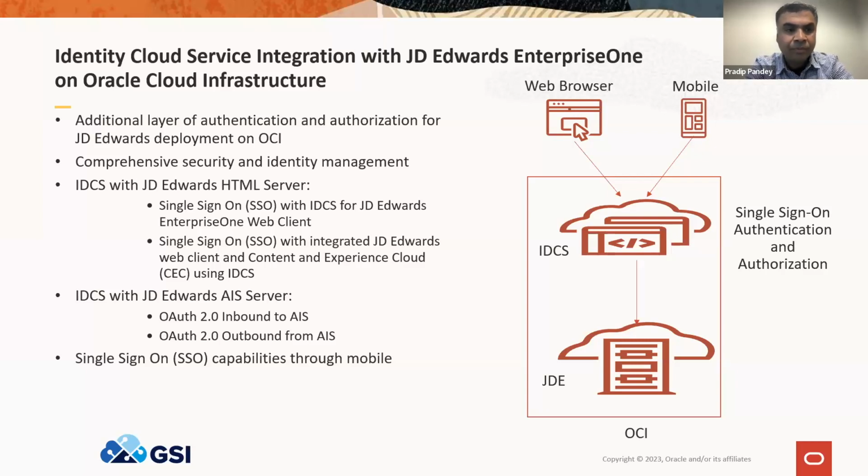without a separate login into the CEC cloud. IDCS is also integrated with the JD Edwards AIS server to support both OAuth 2.0 inbound support as well as OAuth 2.0 outbound from AIS. Single sign-on capabilities are also available through a mobile login and web browser login. This architecture diagram summarizes the high-level integration touch points for IDCS with JD Edwards. Next slide.